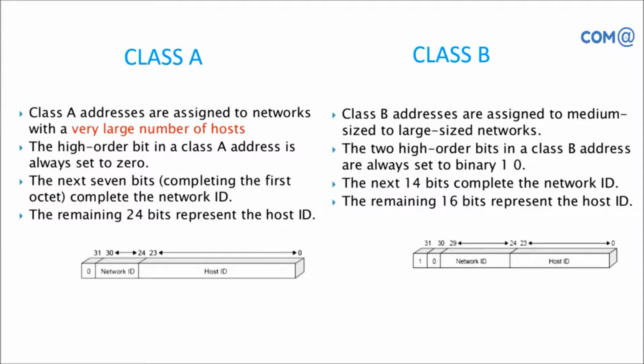In case of class A, the first octet will be used for network portion. The rest of the octets, 24 bits, will be used for host portion. And class B, that's the explanation provided here. So it is equal, right? In case of class B, 16 bits for network portion and 16 bits for host portion, we can use.